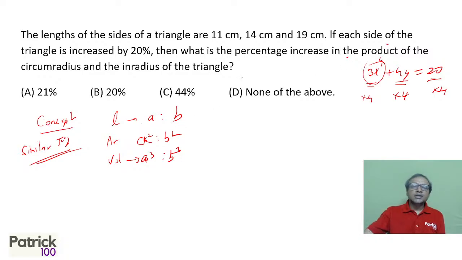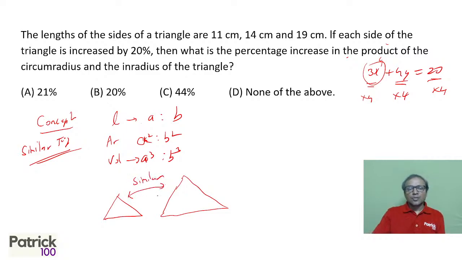Now when you say the side of a triangle increases by 20%, suppose this is the triangle, you're just increasing the size by 20%. But the shape is the same. That means these two triangles are similar in nature. Only the lengths have increased by 20%, but the triangles are similar.